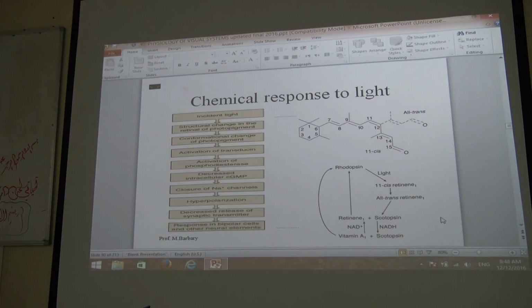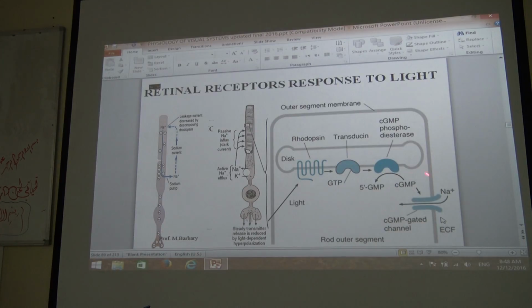And this will decrease the cyclic GMP, closure of sodium channels, leading to accumulation of sodium outside, a state of hyperpolarization, decreased release of the inhibitory neurotransmitter glutamate. Decreased release of inhibitory neurotransmitter.